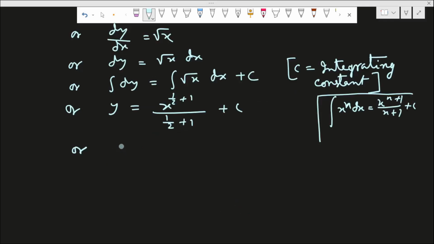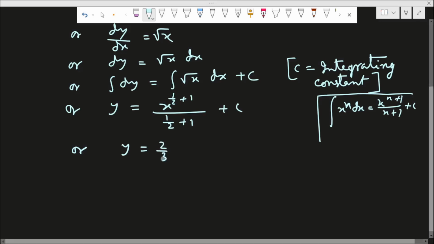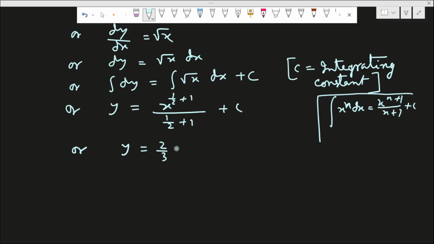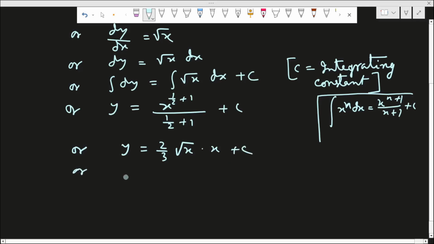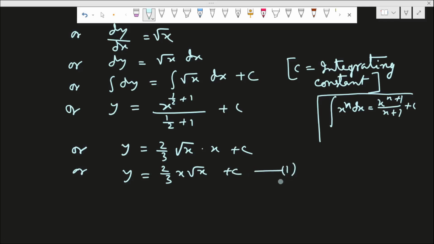For more simplification, half plus 1 is 3 by 2. We may write this as 2 by 3 x to the power half into x to the power 1, that means x to the power half plus 1. So 2 by 3 x to the power half into x plus c, or y is equal to 2 by 3 x root x plus c. Name it equation 1.